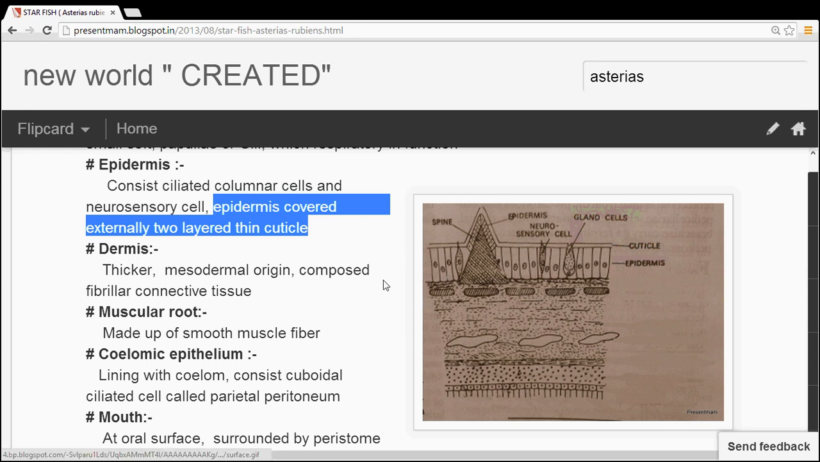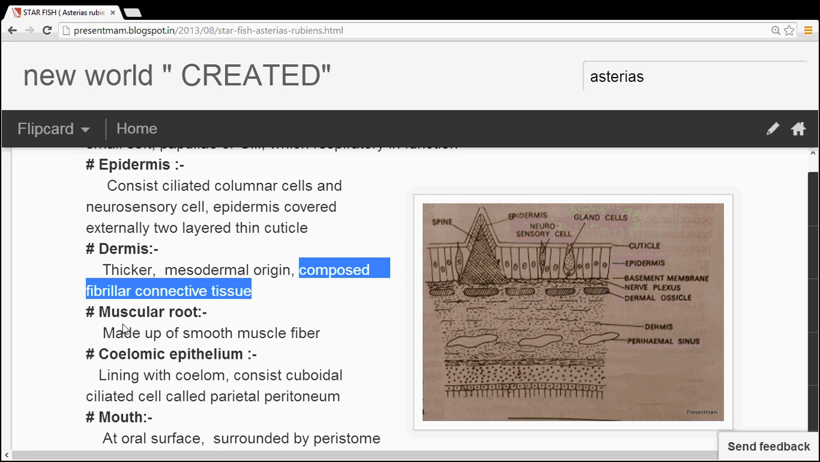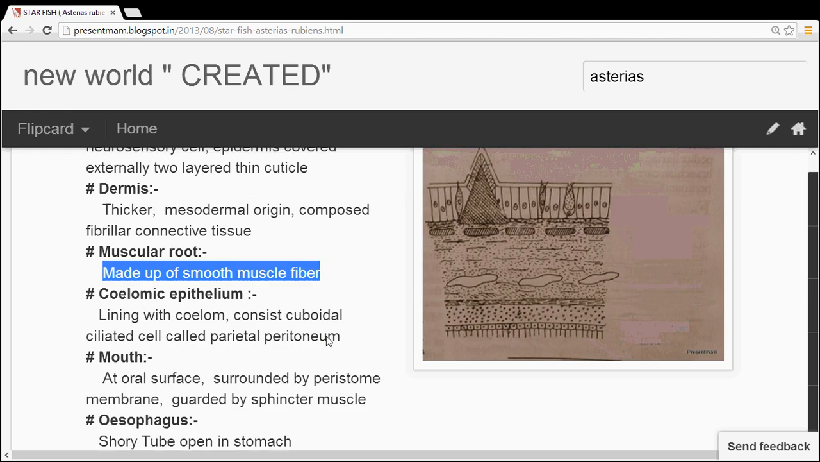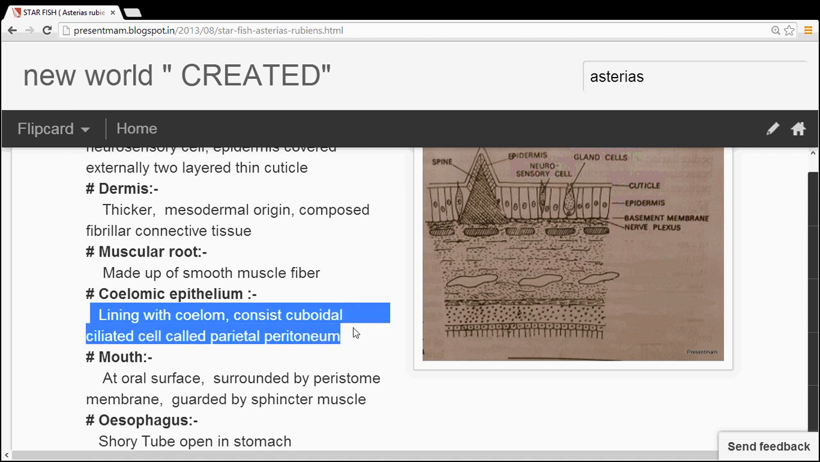As you see here, this is the body surface. They have spines, epidermis, neurosensory cells, gland cells, cuticle, basement layer, and many more. The dermis is thicker, mesodermal in origin, and composed of fibrous connective tissue. The muscular layer is made up of smooth muscle fibers. The coelomic epithelium lines the coelom. It consists of cuboidal ciliated cells called parietal peritoneum.